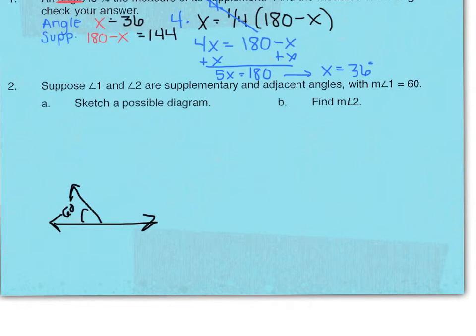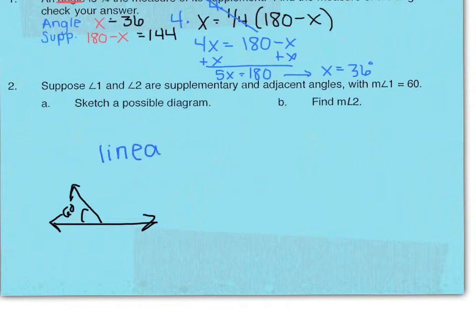First of all, supplementary means they need to add up to 180, right? So here's my 180 degrees. And for them to be adjacent, they've got to share these two lines. So this one's 60. We've got this angle over here, and total they make 180. So supplementary and adjacent. What's the other word for that? Linear pair. Good. This is a linear pair.